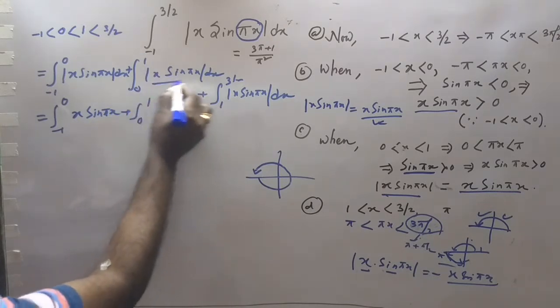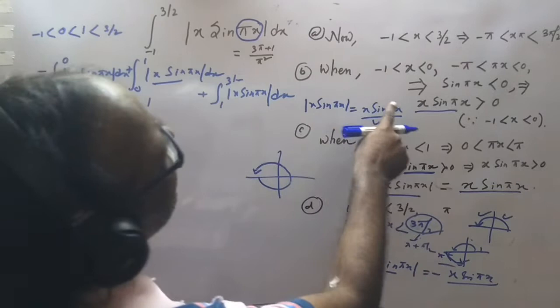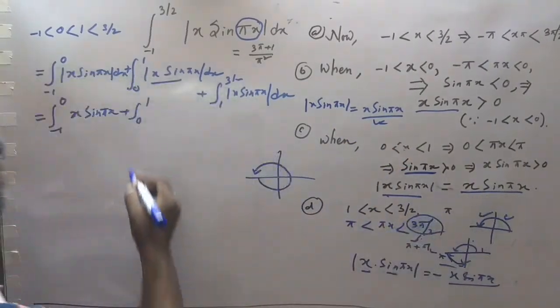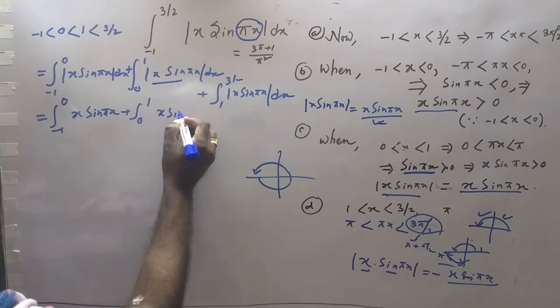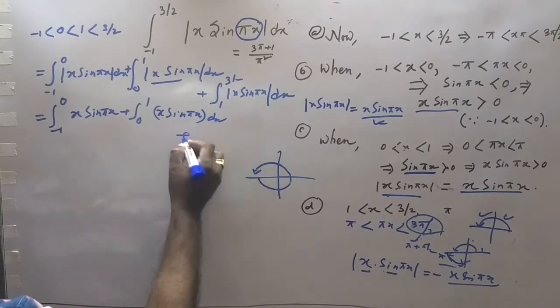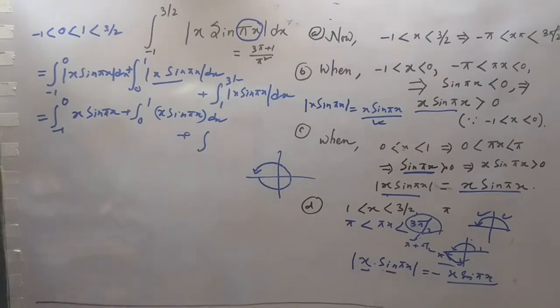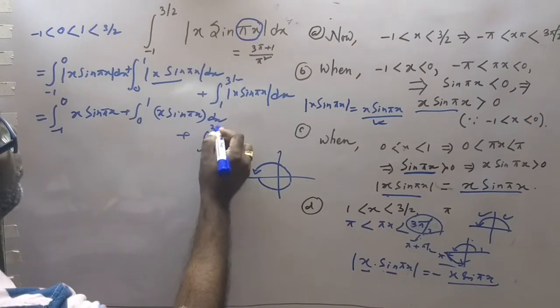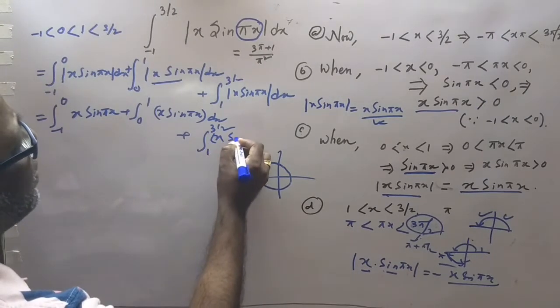From 0 to 1, we have x sin(πx) dx. Again, from 1 to 3/2, that is negative only, so we have the integral from 1 to 3/2 of x sin(πx) dx.